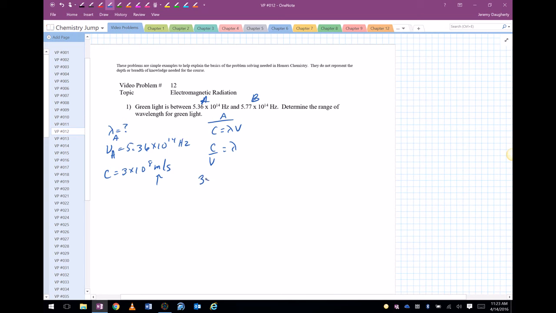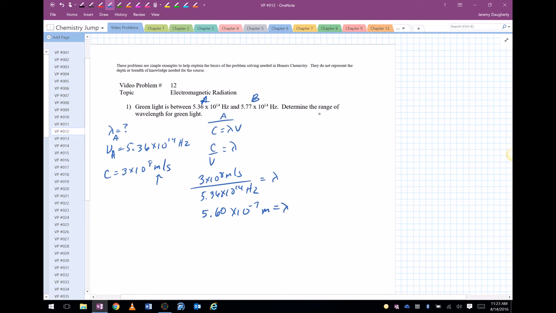So I can say 3 times 10 to the 8th meters per second divided by the frequency, which is 5.36 times 10 to the 14th hertz, which is a per second. That's your lambda. So just plug that into your calculator. So I get a value of 5.60 times 10 to the negative 7th, and that's going to be units of meters.